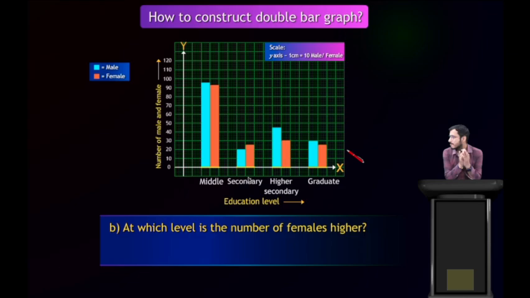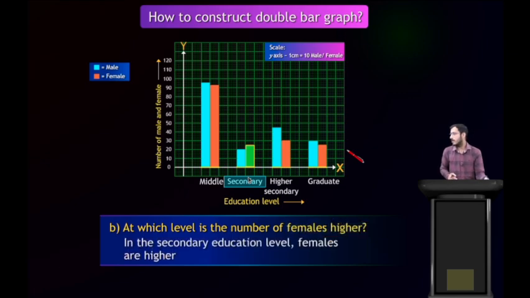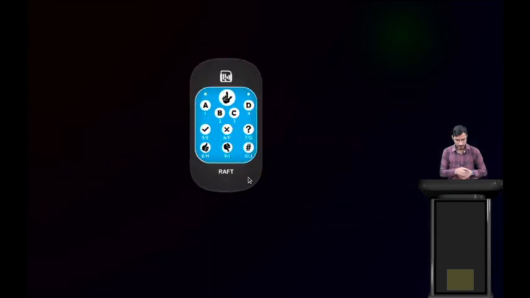Yes, you can see the number of females. Secondary education level. At the secondary education level, females are higher.